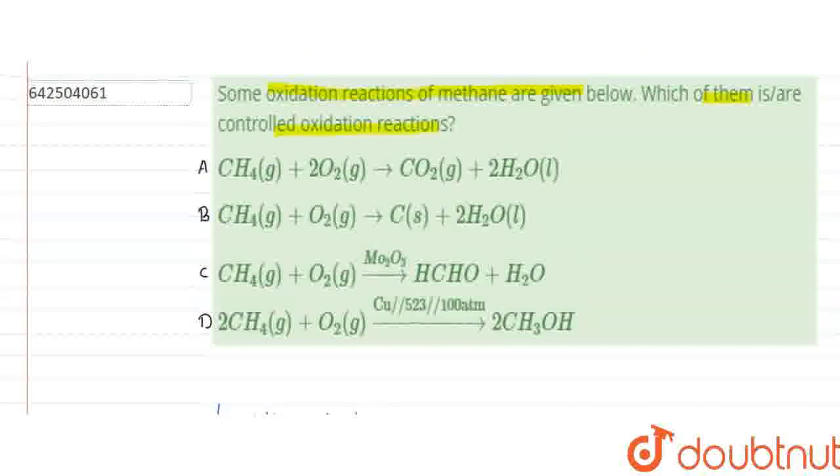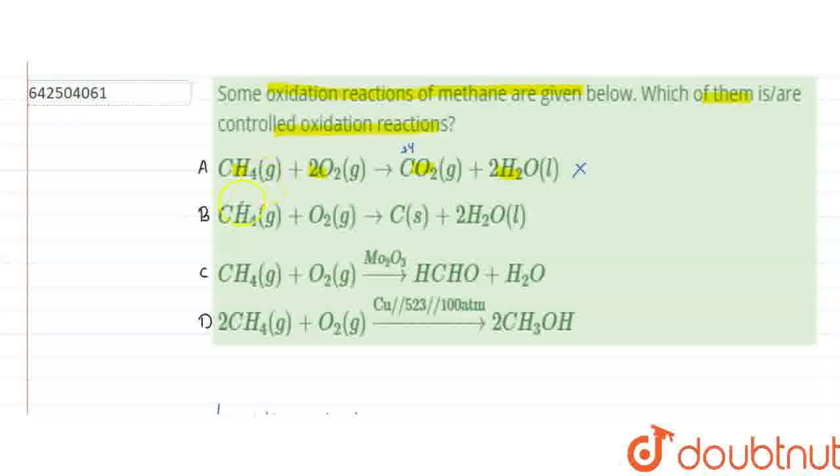So the first one is CH4 plus 2O2 giving us CO2 plus 2H2O. So we can clearly see that carbon is at its maximum state, that is +4, and we haven't used any such poison or such physical condition changing where we have tried to control this reaction. So this is a fully oxidation reaction without any control. That means this is the wrong answer.